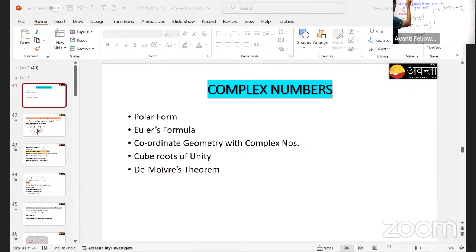First is the positive one, so 2 raised to n by 2, I'll take common. In the positive one there was cos n pi by 4 plus I sin n pi by 4. And then add the negative one. What was in the negative one? Cos n pi by 4 minus I sin n pi by 4.